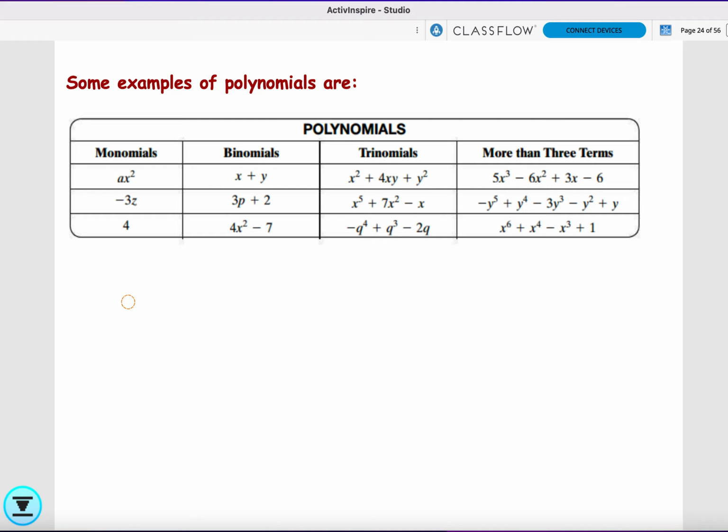Some examples of monomials are x squared, negative 3z, or just 4. There's just one term. Remember, what separates the terms are pluses and minuses. So here in the binomials, you see there's only one plus sign or minus sign. So there's 2 terms in these binomials. Then we have trinomials, where you have 3 terms, and then more than 3. Pause here so you can make this little chart in your notebook, ladies and gentlemen.